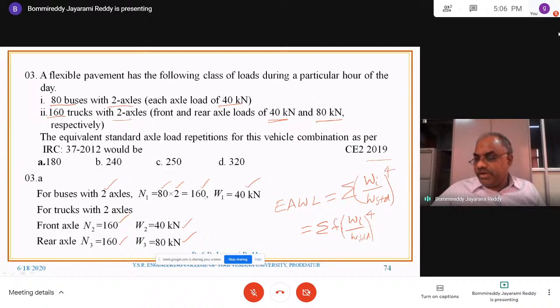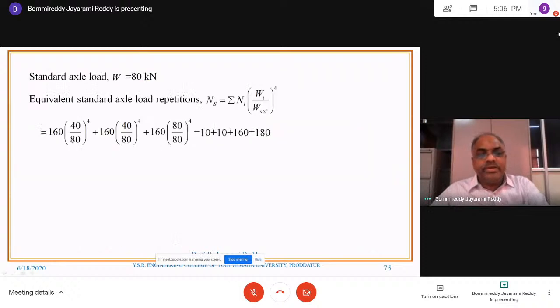Now find out the standard. What is the standard value? Standard value is 80 kilonewtons. Already I told you, 80 or otherwise 82 kilonewtons is the standard. So the standard axle is this.